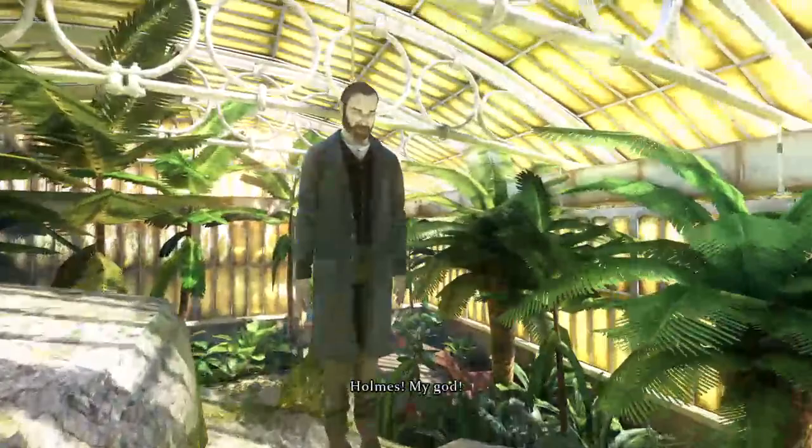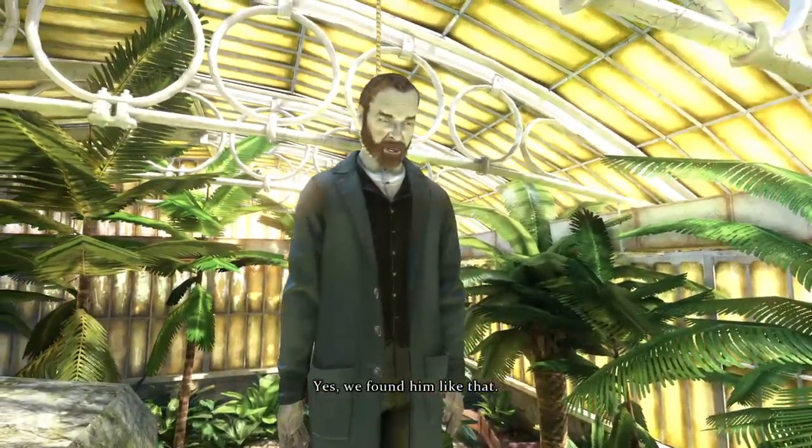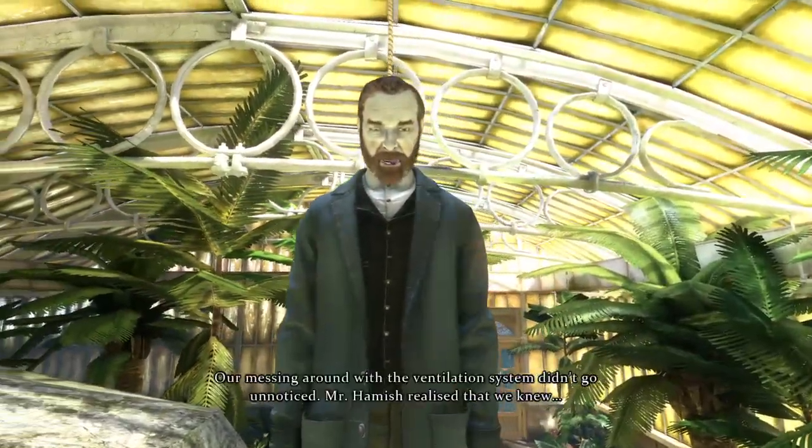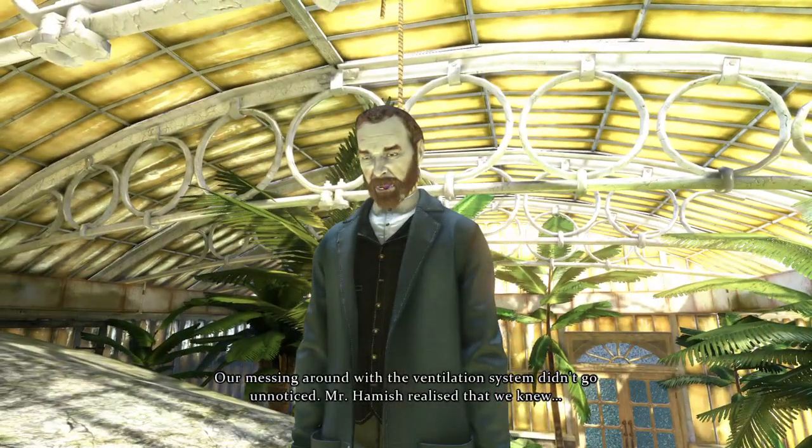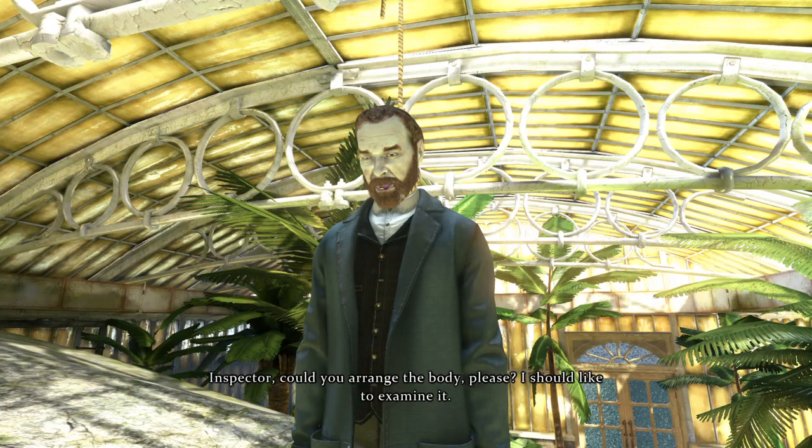Holmes, no, my God! Yes. We found him like that. Are you kidding me? Our messing around with the ventilation system didn't go unnoticed. Mr. Hamish realized that we knew. Shit. Inspector, could you arrange the body, please? I should like to examine it.